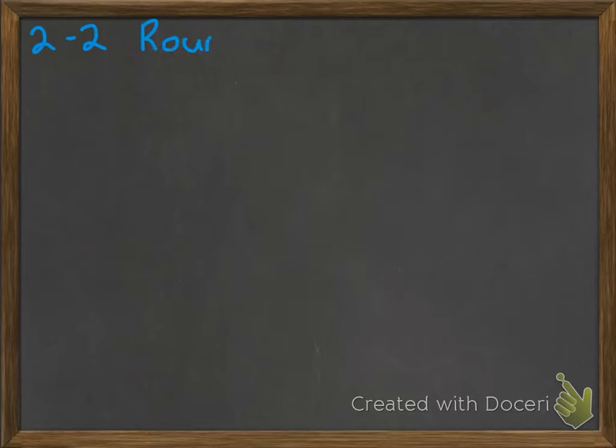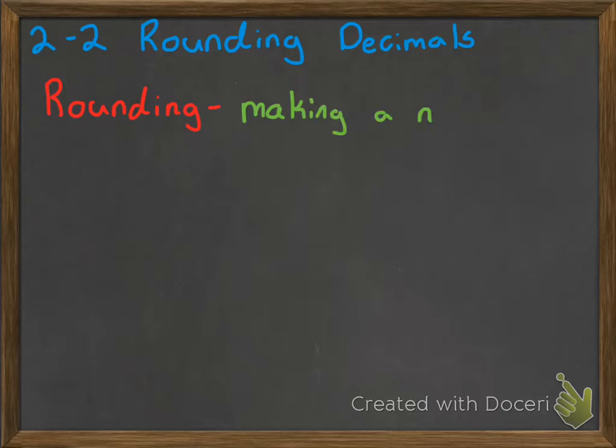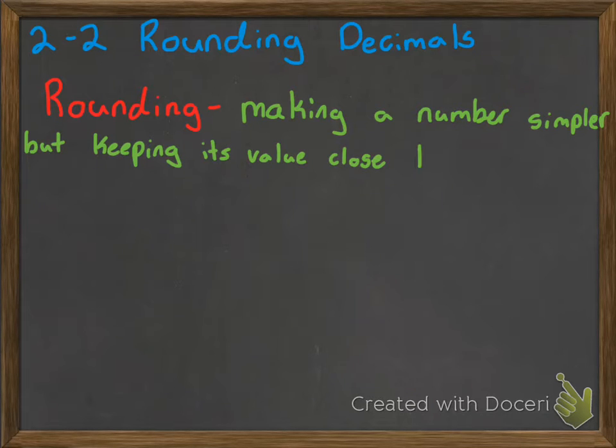Today's lesson is 2-2, rounding decimals. And I know you know how to round because it was in 4th grade math last year. But today we're going to talk about rounding decimals. You only have one vocab, and that is the word rounding. So rounding is making a number simpler, but it keeps its value close to what it was.